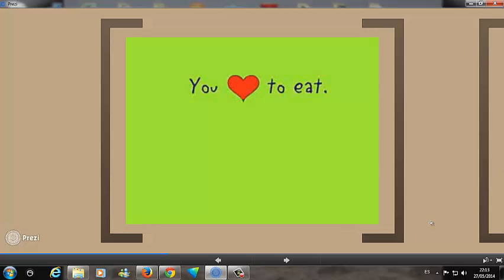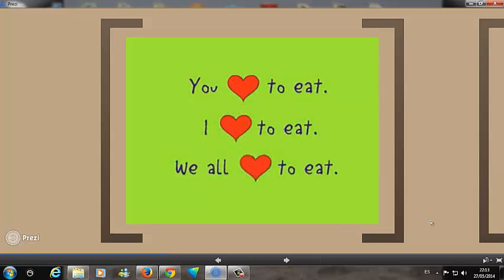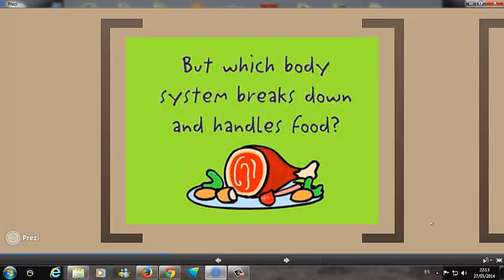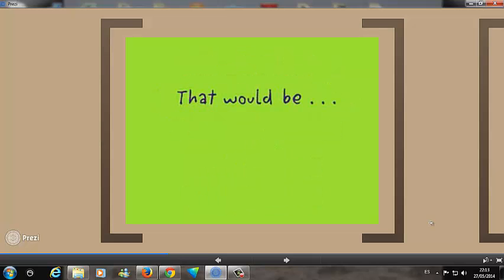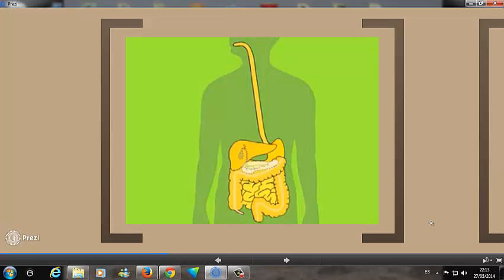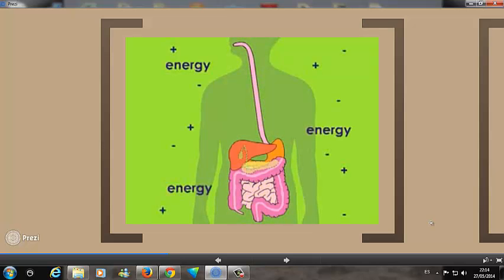You love to eat. I love to eat. We all love to eat. But which body system breaks down and handles food? That would be... Ooh, the digestive system. Yes, very good. The digestive system is made up of organs that work together to break down foods and turn them into energy that help your body to work and grow.